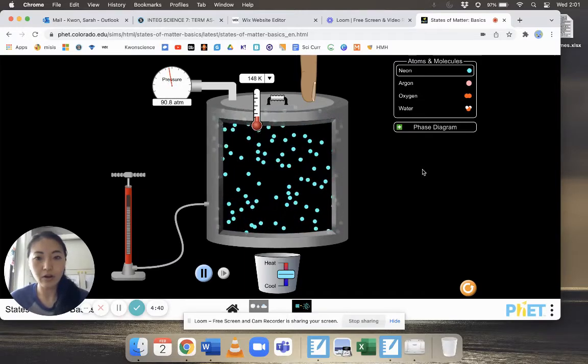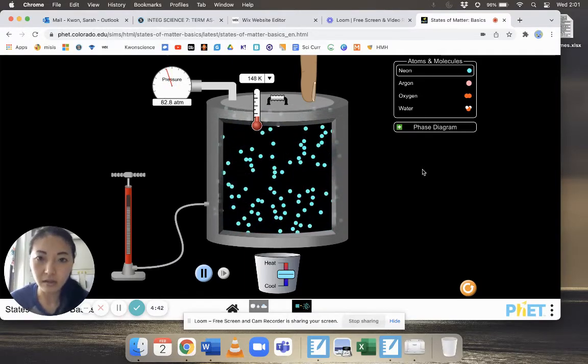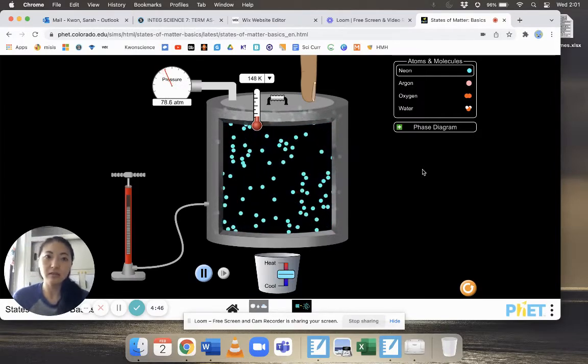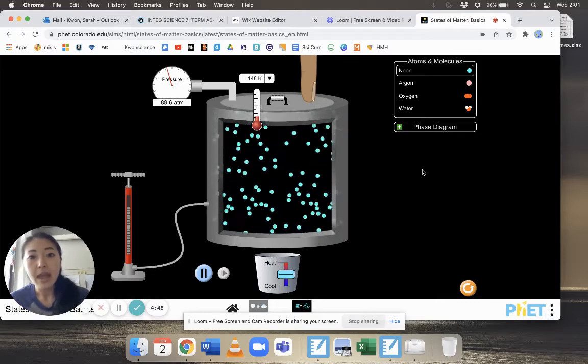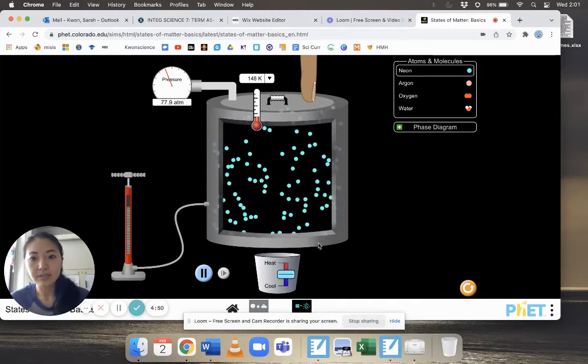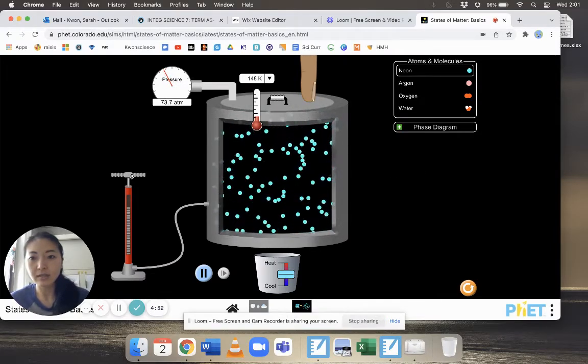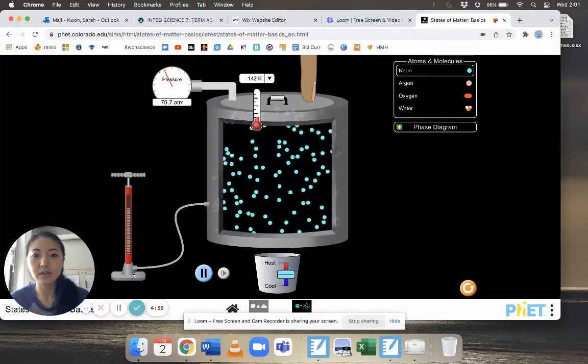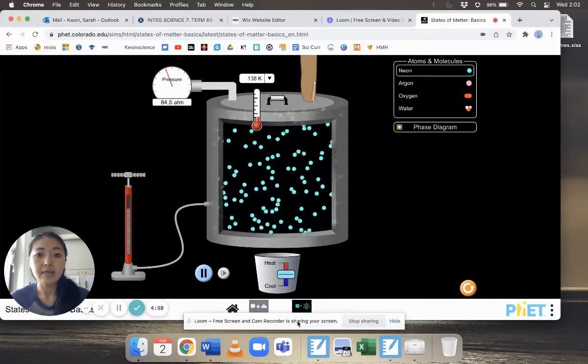And the third secret word is seagull. S-E-A-G-U-L-L, seagull. Okay, make sure you write it down. And yeah, that's it. So this is a gas, okay? Oh, look at this pump. We can add more molecules. Can you see them coming out into the container?